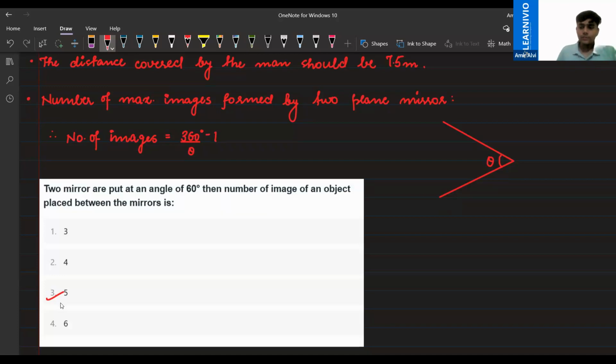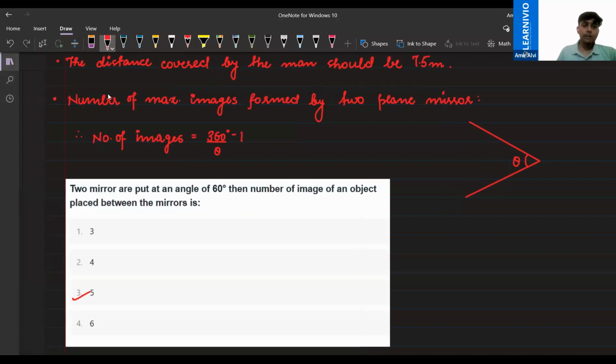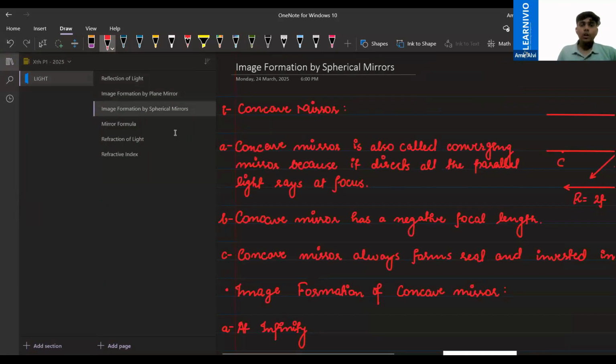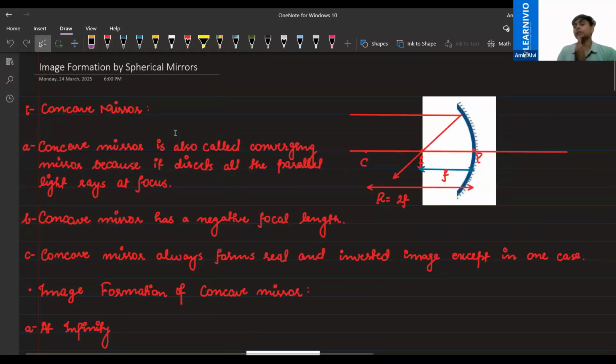Okay, we have just started the reflection. Now let's talk about the image formation by spherical mirrors. Basically, we have two types of spherical mirror. First is the concave mirror. Second one is the convex mirror.